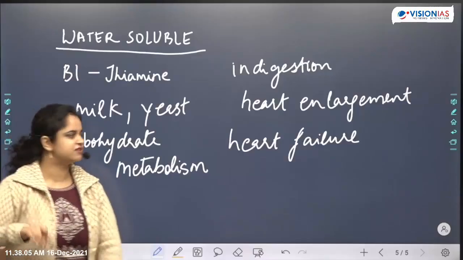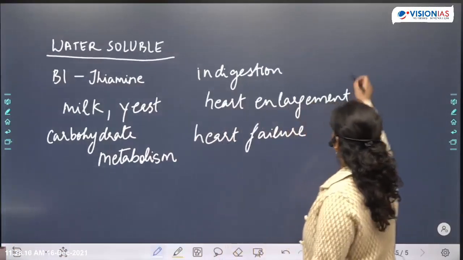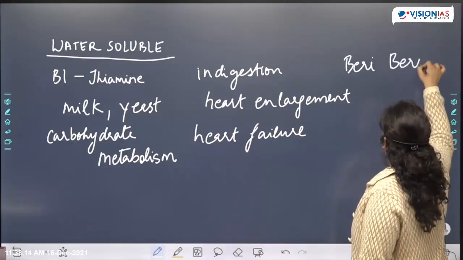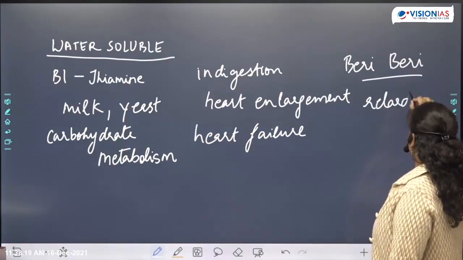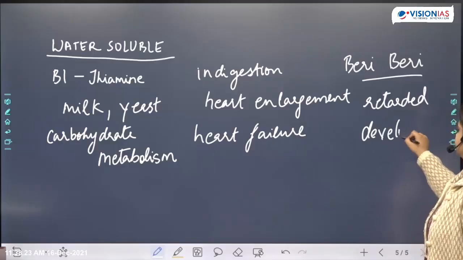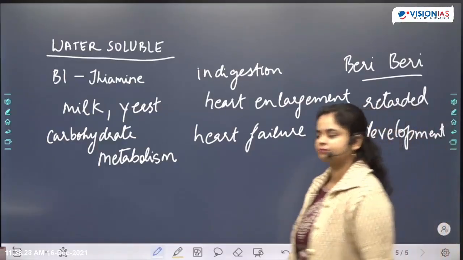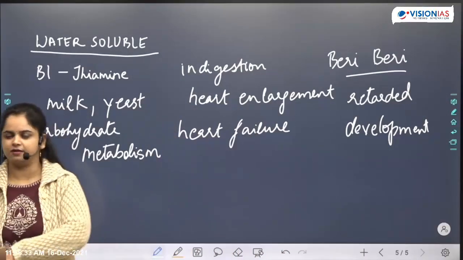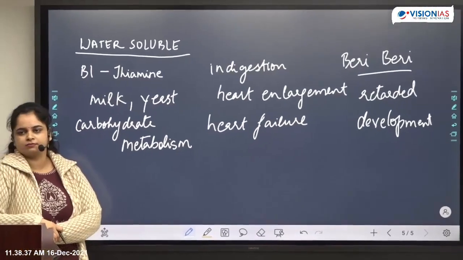There is one deficiency disease also, whose name we can know. The deficiency disease of B1 is called beriberi. And in this we have retarded development. People suffering from beriberi have a retarded development. That means a slow growth or improper growth.